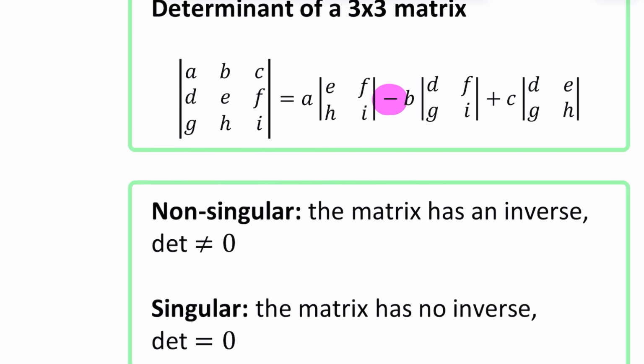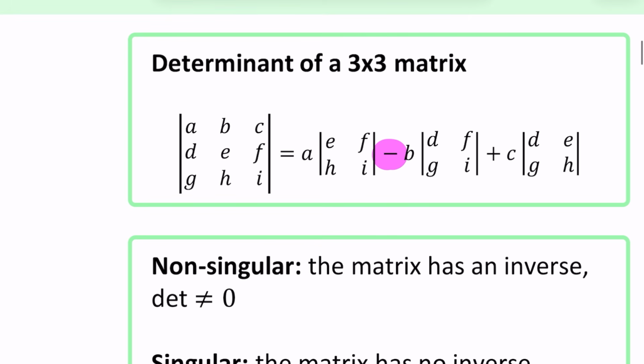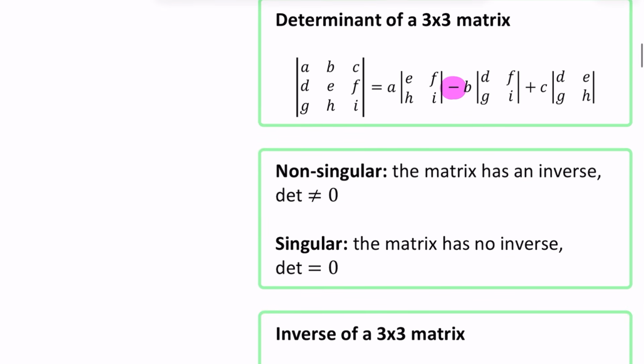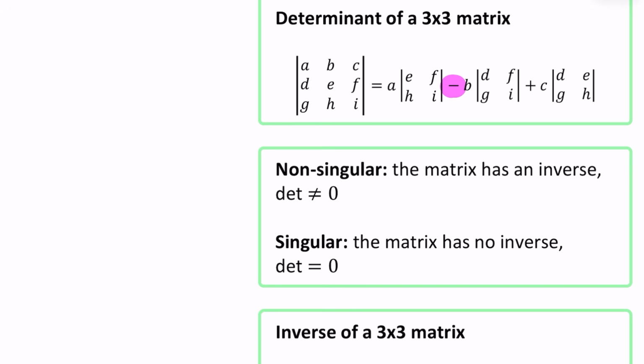There are other ways of finding the determinant of a 3 by 3 matrix. This is just the most common way that people go about this. Now, to talk a bit about some of the language, when we talk about a matrix having an inverse, we say that it is non-singular. The determinant is not equal to 0. And if it's singular, the matrix has no inverse, and the determinant is equal to 0.